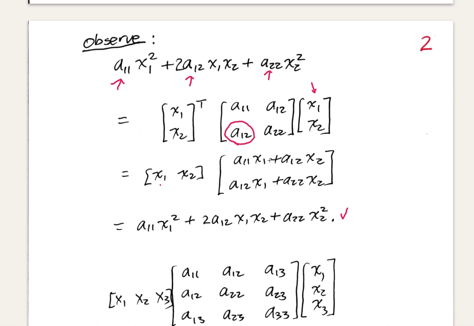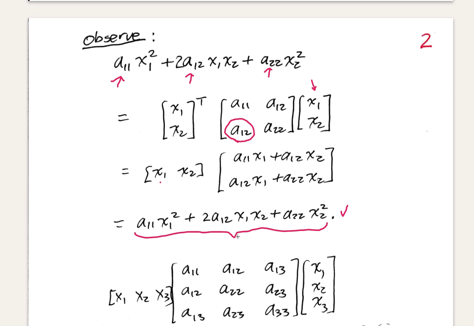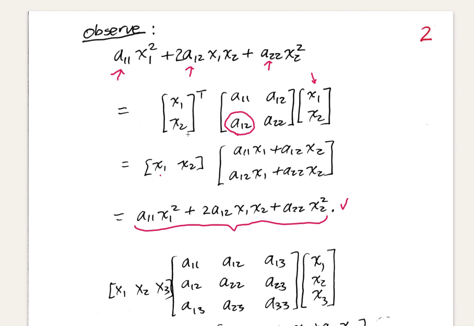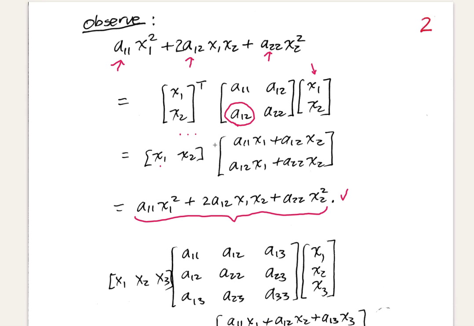So you see how I've written this; it could be generalized. This is a general quadratic form in two variables. Any quadratic form in two variables could be written this way: a vector transpose times a real symmetric matrix times the vector.